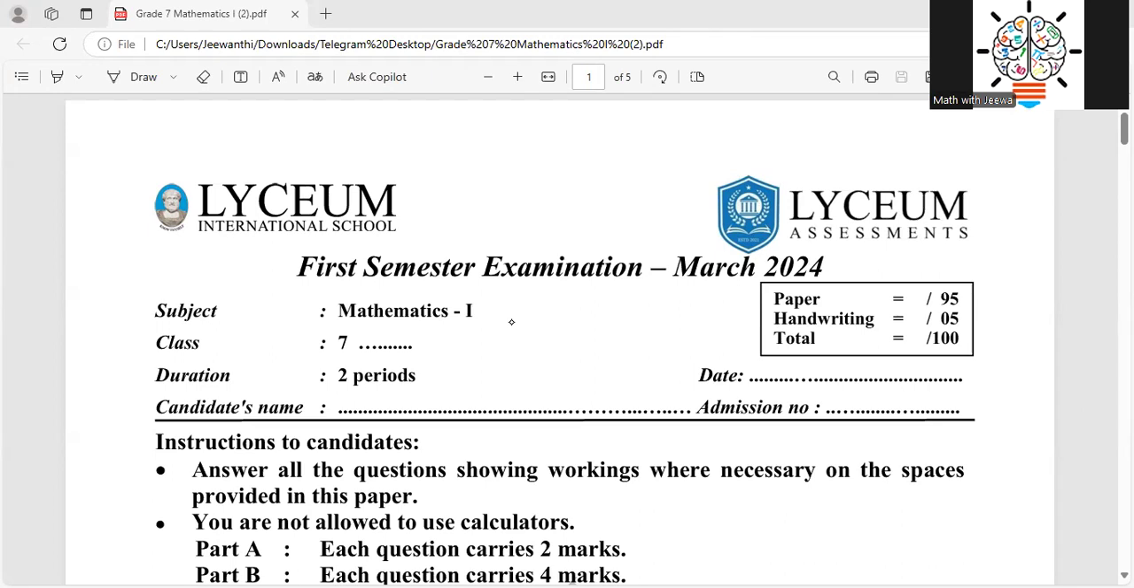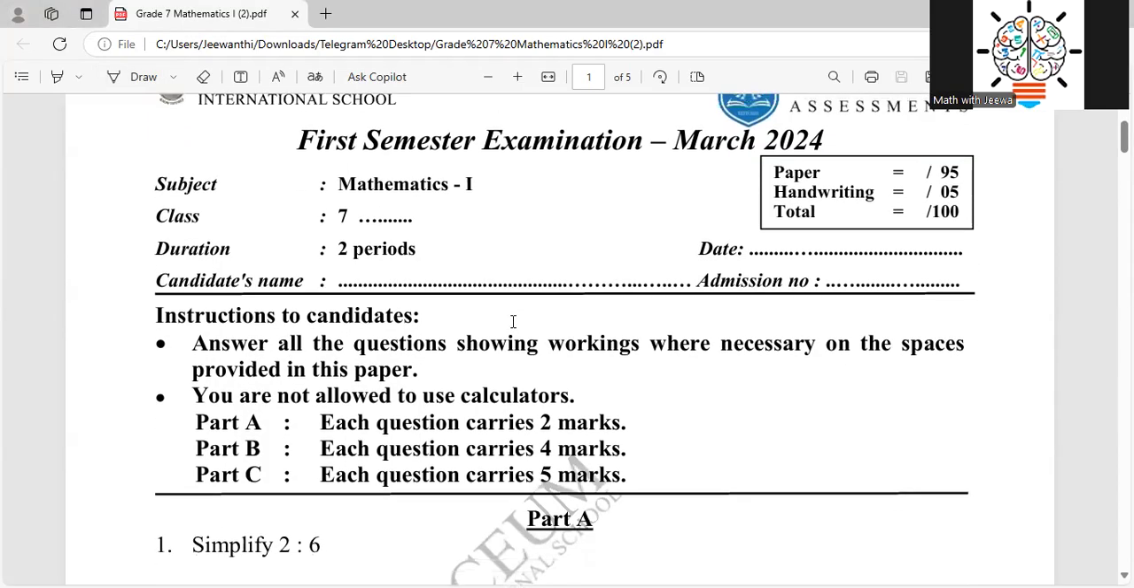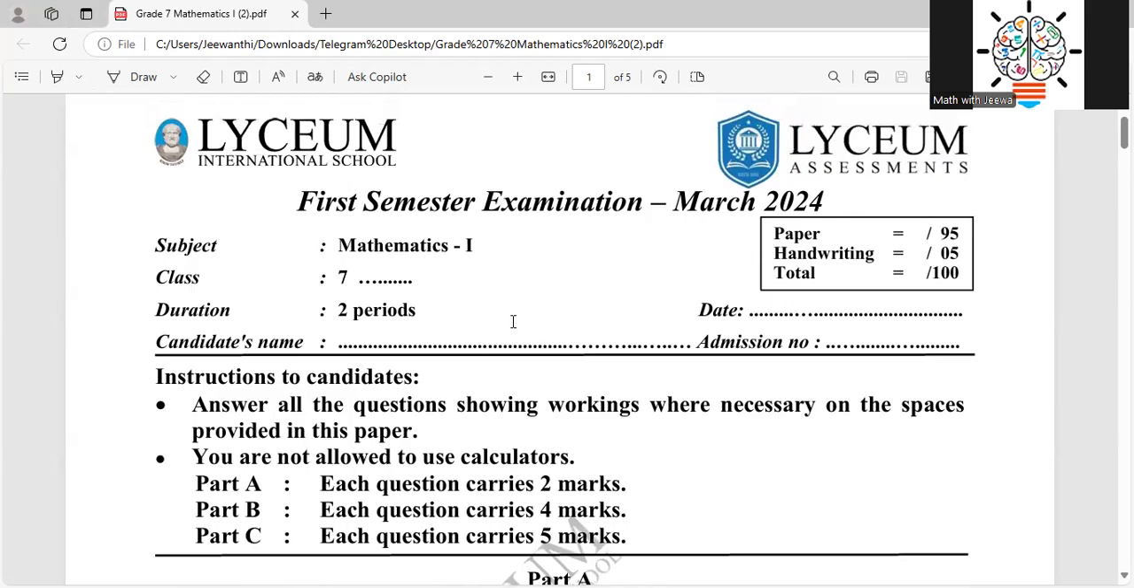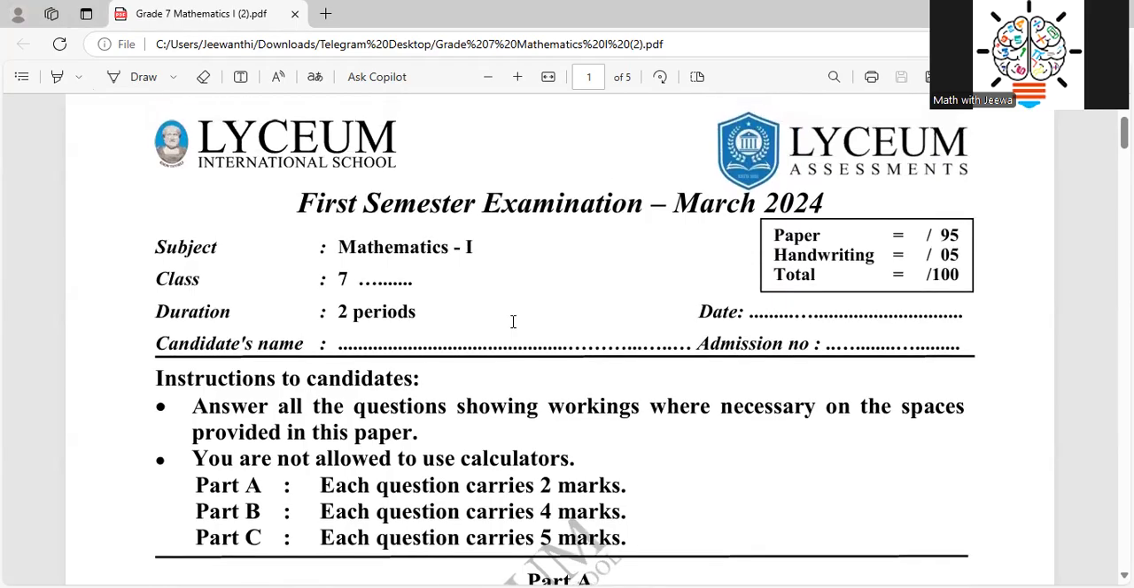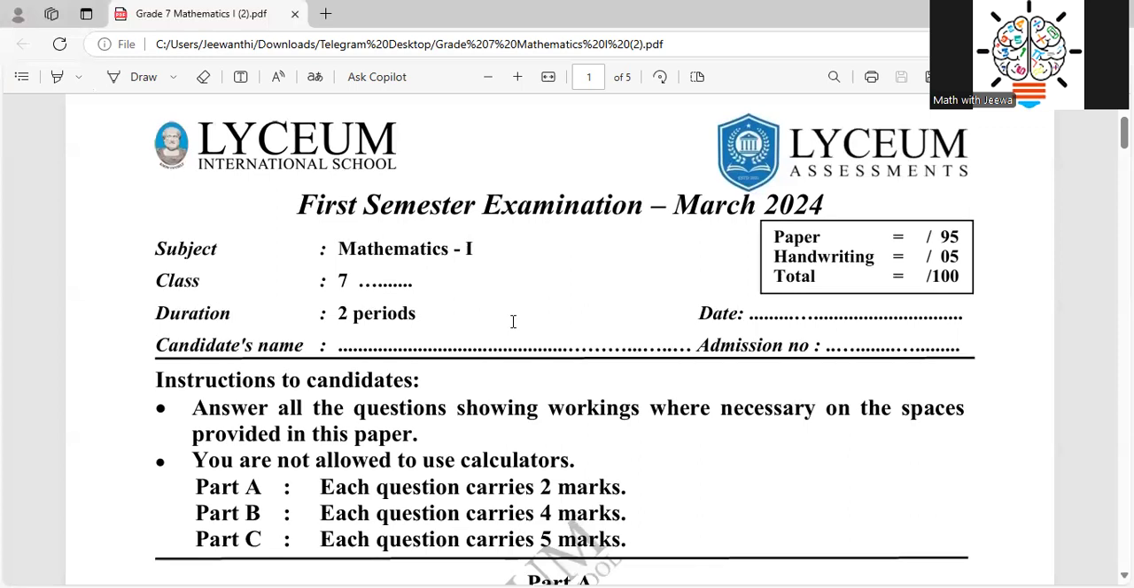But so far, we had two papers, and for paper 1, we write the answers on the paper itself. So we will move through the paper without wasting time. The first thing is to read the instructions, as I have told you in the class also. Then fill in the blanks here: either 7A or 7B, your name, admission number, and the date you are doing the exam.